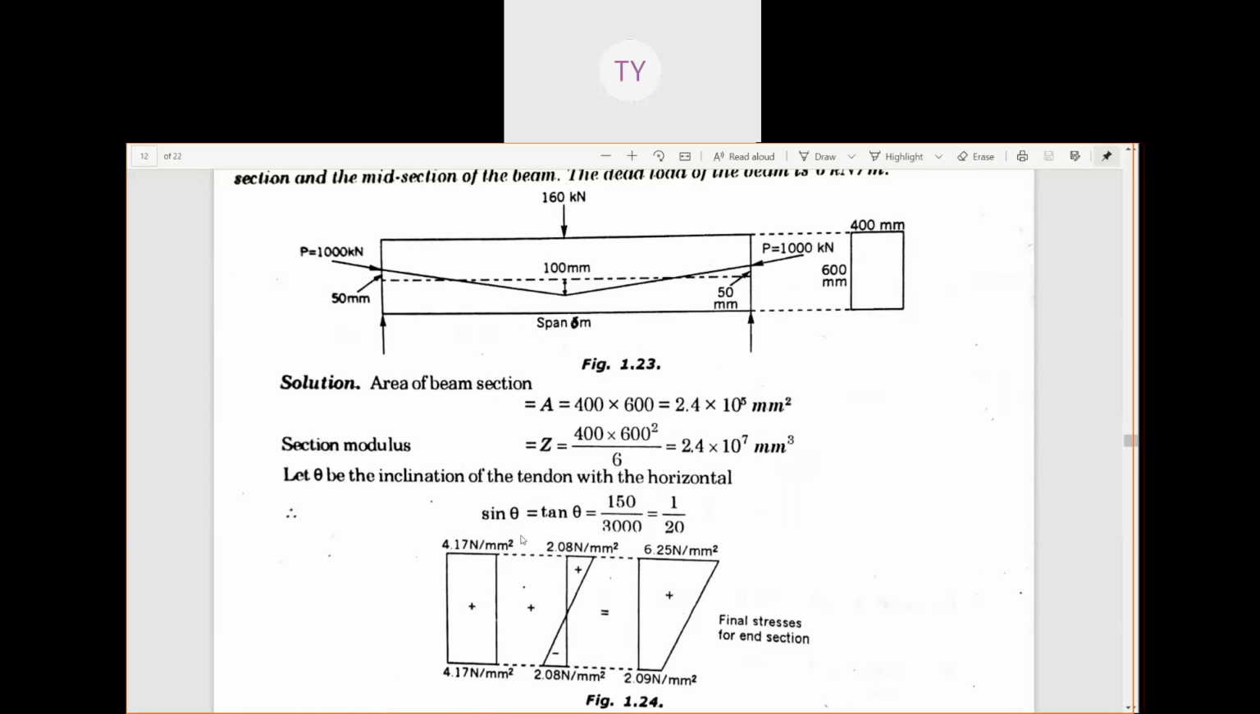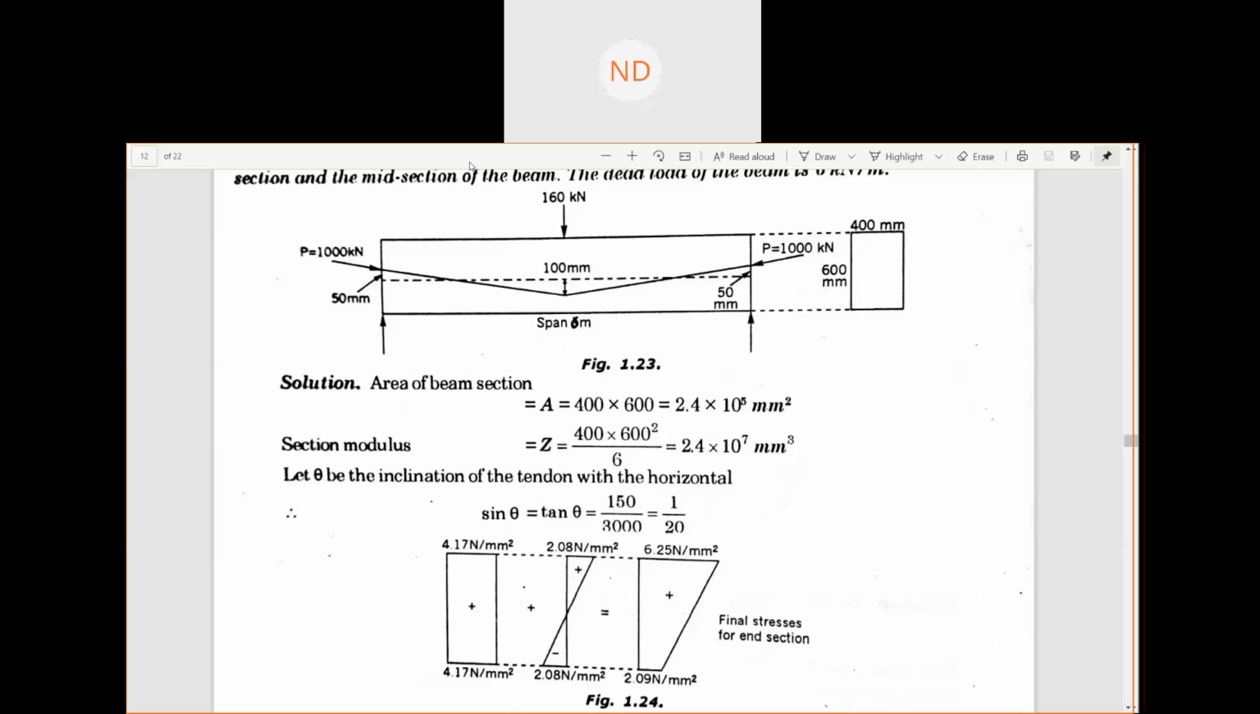P by A is your 4.17 Newton per mm square. You have your Pe by Z to be 2.08 Newton per mm square, and that is why your total stress at the top is 6.25 Newton per mm square, and at the bottom it is 2.09 Newton per mm square. So that means what? At the end section, the entire beam is in compression, because of the plus sign, with 6.25 Newton per mm square at the top as stress, and at the bottom 2.09 Newton per mm square.